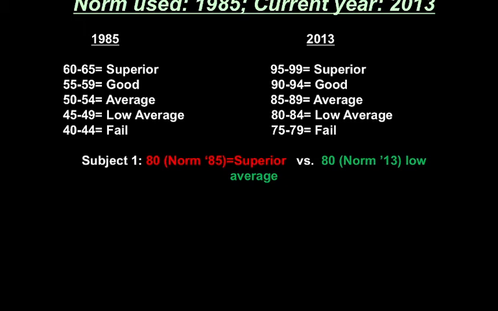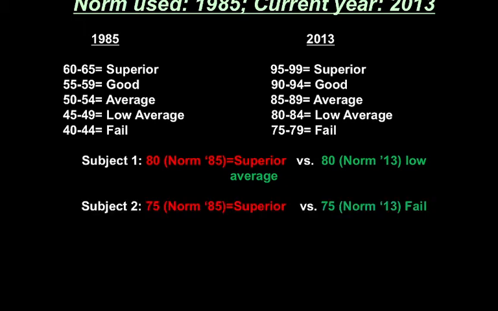Aasignan mo ngayon ng mataas na pwesto yan kasi ang taas ng test score niya. But look at the danger. That person, you say superior, in real life, he's really low average. Kasi nag-iba na yung standard. Masyadong mababa yung standard ng norm na ginagamit mo because it's already outdated.